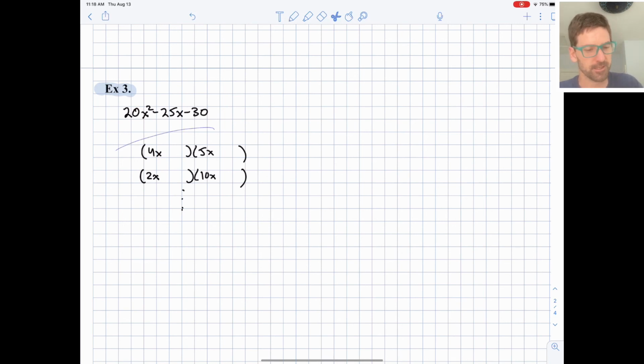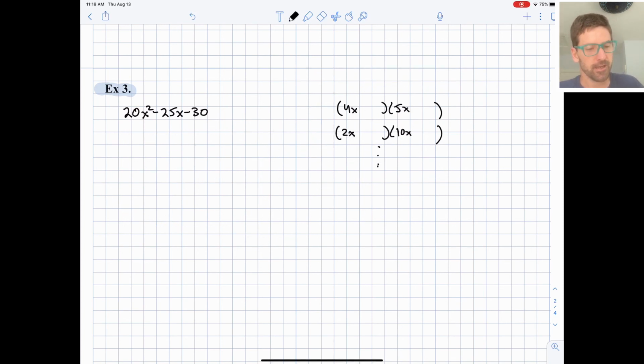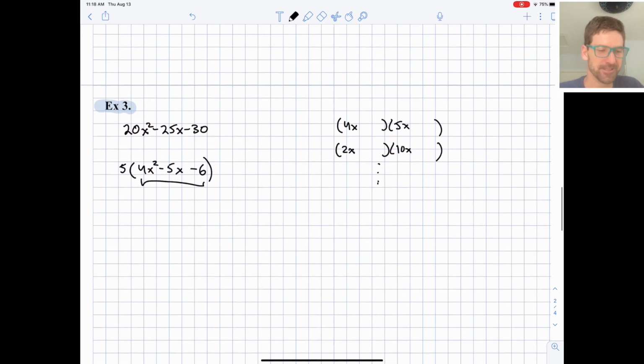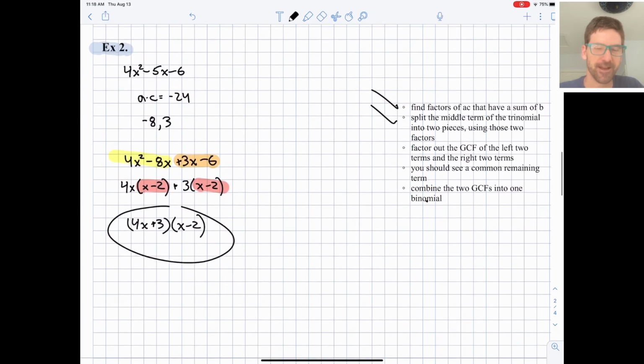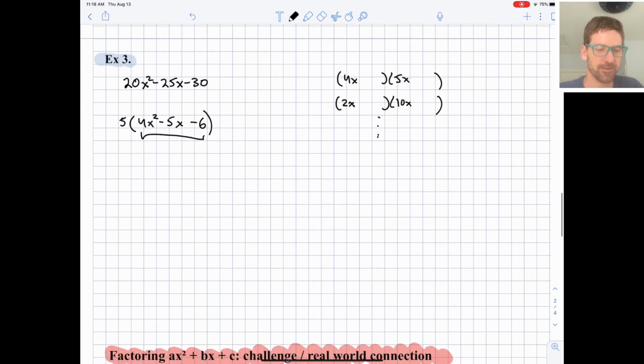So let's bring these over here and pull out a GCF first. It looks like there's a GCF of 5. So we can pull a 5 out front, and that stuff stays behind. Now it's a much more accessible problem to factor. Maybe you're remembering what we just did. I think right up here we just factored that. It's the same problem.